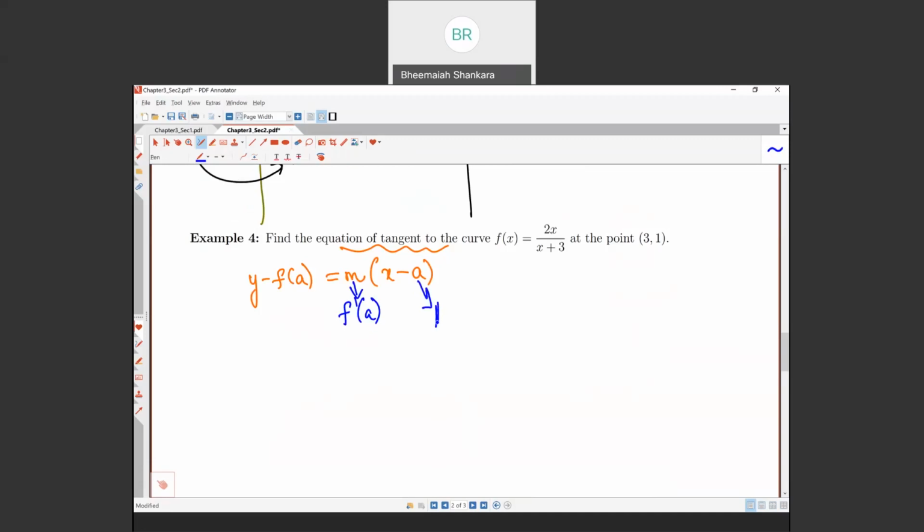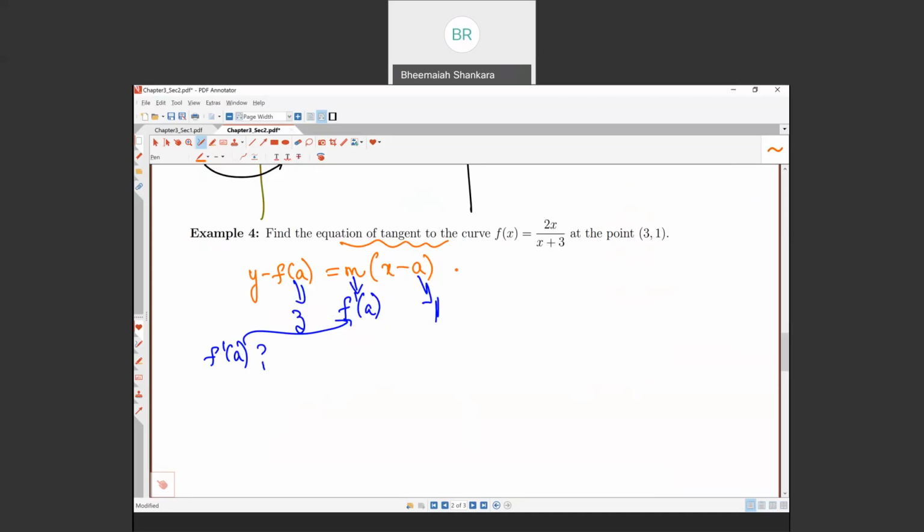This is 1 and this is 3. So all you have to do is find f prime a and then go back, plug into this equation, and you're done. So let's find f prime a. In order to find f prime a, we have to derive the function. So let's do it. The function f of x is 2x divided by x plus 3. The derivative of the function, f prime x, equals something over x plus 3 the square. You are seeing a quotient function, so you want to write the square of the denominator.